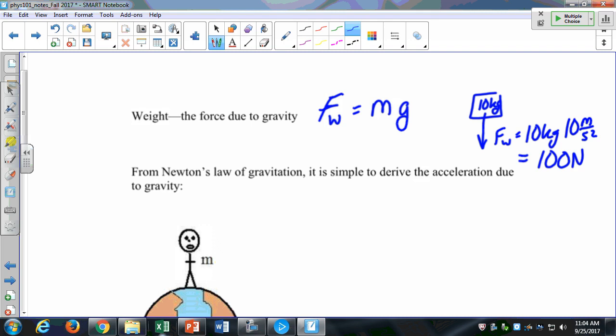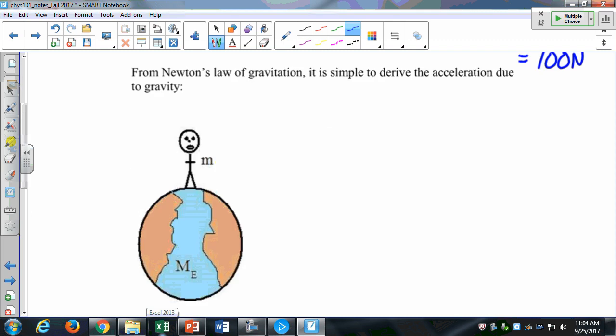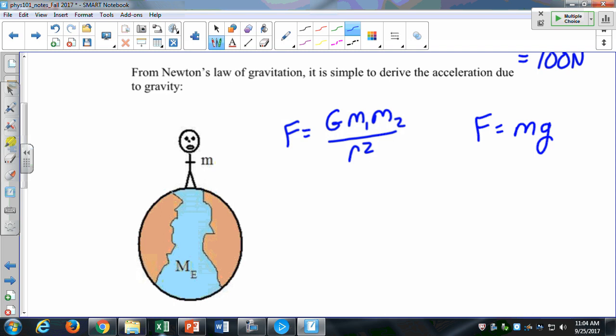From Newton's law of gravitation, it's pretty simple to derive the acceleration due to gravity. So I'm going to show you that here. I'm not going to ask you to calculate that acceleration due to gravity, but again, I might ask you to explore some of the relationships between the variables, between a, r, and M. Newton's universal law of gravitation: G M1 M2 over r squared. But we also know that the weight of an object is equal to M times g. We know this observationally or from Newton's second law. We can take these two and put them together, and we get G M M over r squared.